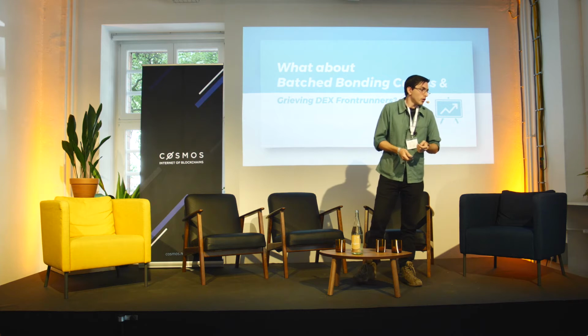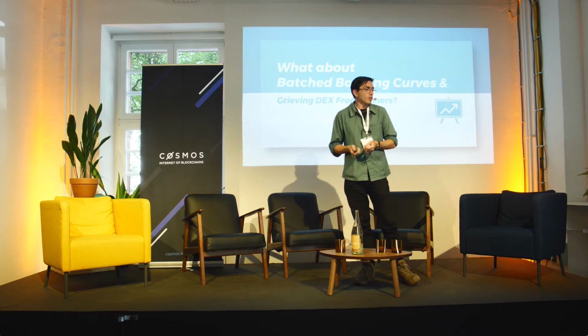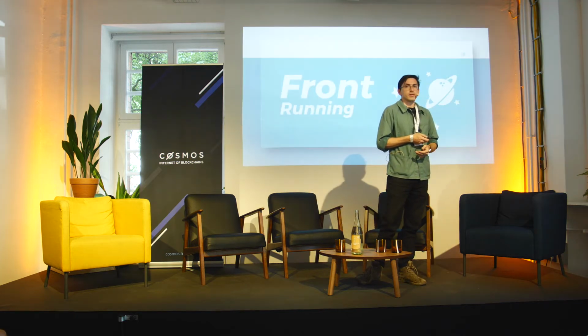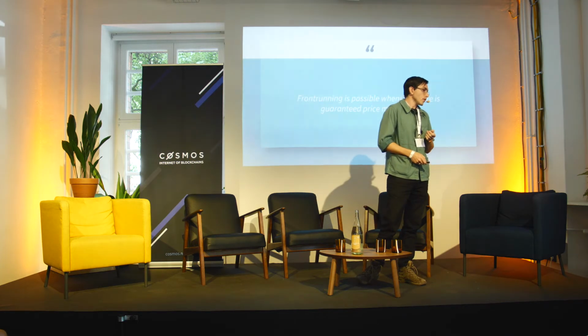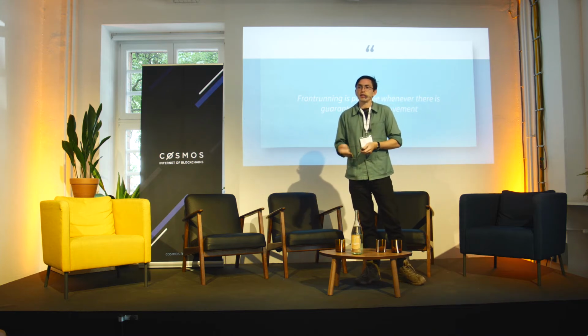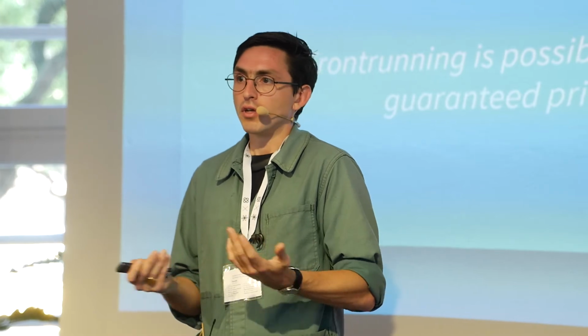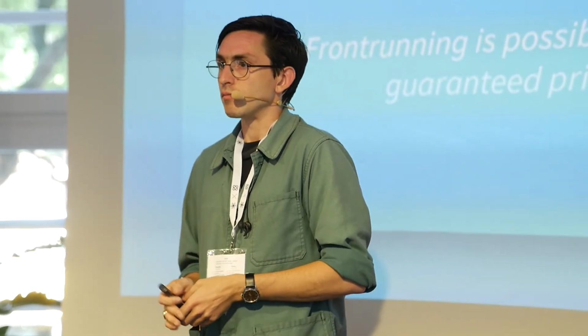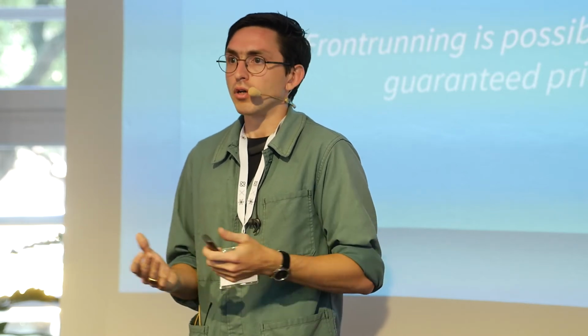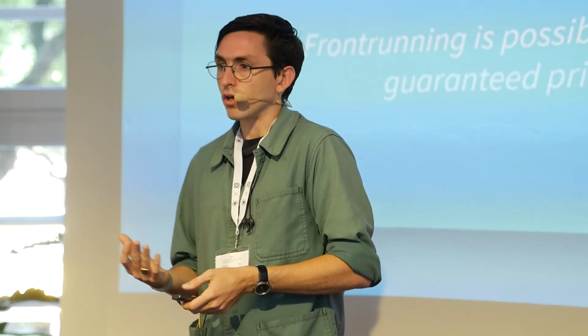So we were here to talk about batch bonding curves and greeting DEX front-runners. That's because all of these bonding curve mechanisms are on-chain, and anything on-chain is susceptible to front-running. Basically, front-running is possible whenever there's a guaranteed price movement. And when you see these transactions coming through, you can guarantee what happens. These are deterministic systems. You can pre-calculate exactly what's going to happen. These are also all gathered in a mempool. It's not finalized what the order of the blocks is until the miner, or the validator, actually finishes them.